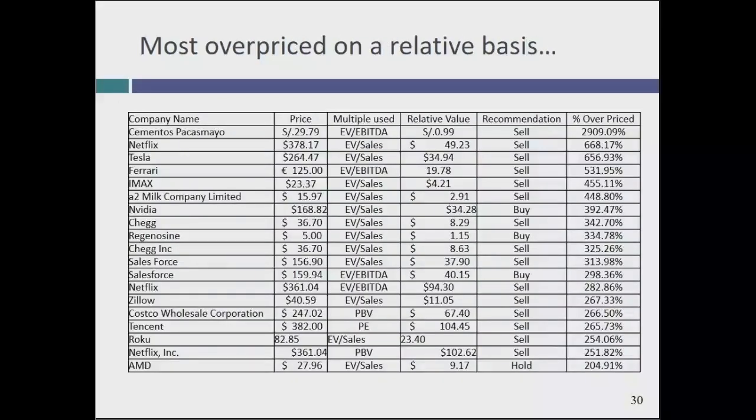Here are the most overpriced. At the top is Cementos Pacasmayo. As I said, the stock is either a total disaster or something's gone wrong. But notice again, with the pricing, you get a much bigger mismatch between what you find and your recommendation, because you've got a DCF that's giving you a different answer. You can see why people are looking at the pricing and saying, you know what, the pricing gave me a different answer.